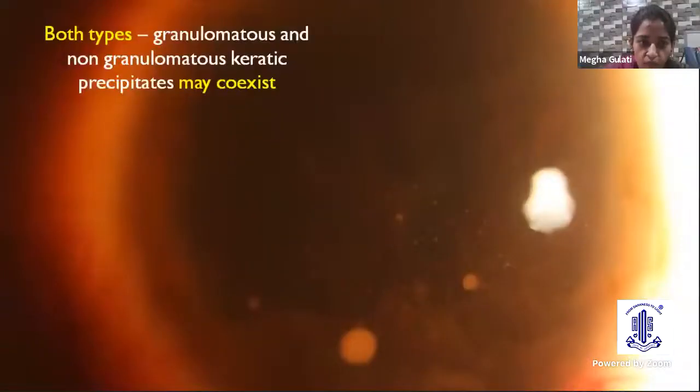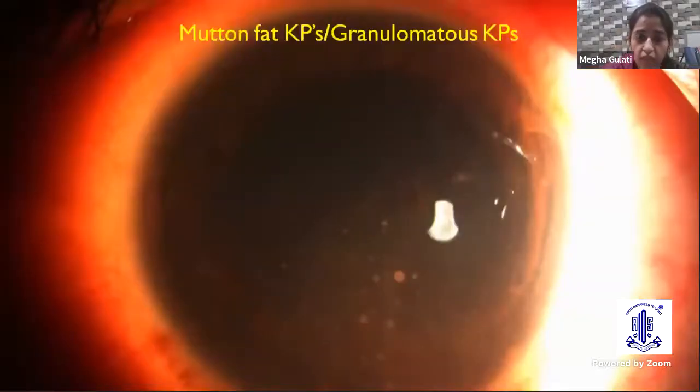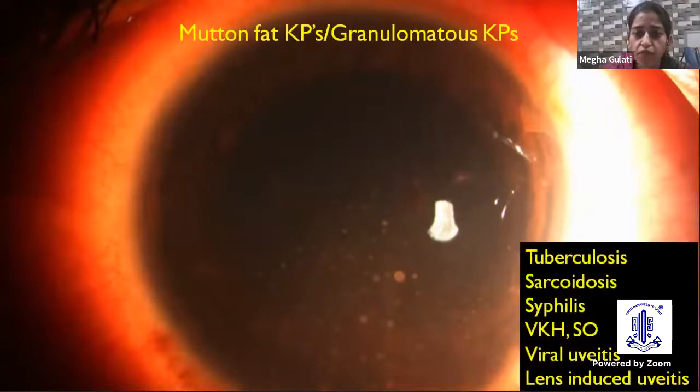Why am I saying so? Both the types, the non-granulomatous and granulomatous, may coexist, or they may evolve over the course of disease or therapy. But whatever the situation may be, whenever we see mutton fat or granulomatous keratic precipitates, we have to keep a few differentials in our mind. Those are tuberculosis, sarcoidosis, syphilis, Vogt-Koyanagi-Harada syndrome, sympathetic ophthalmia, viral uveitis, and lens-induced uveitis. So now we saw size of keratic precipitates.